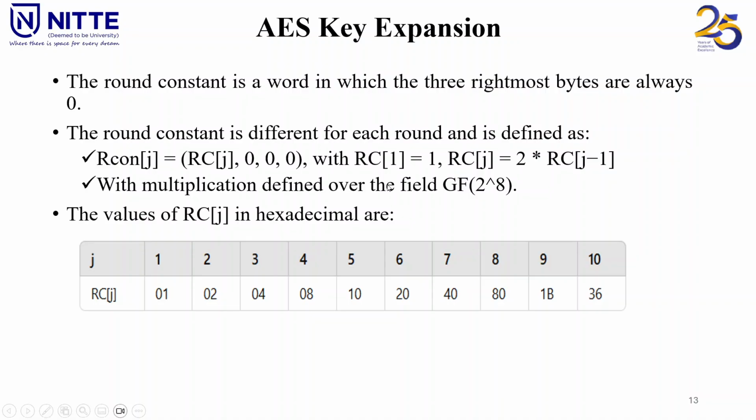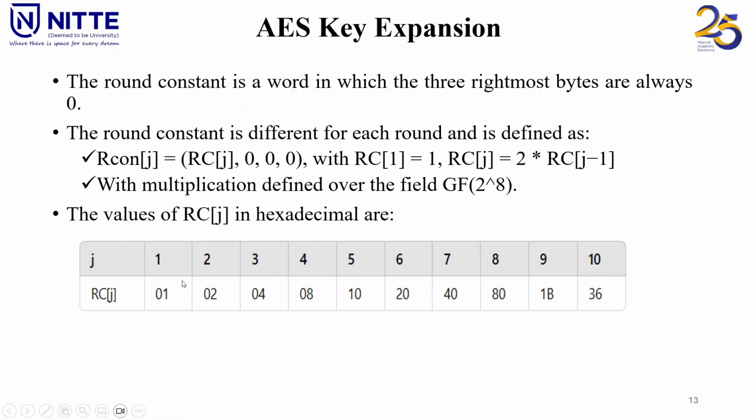So the round constant, how are we going to calculate it? The round constant is a word in which the 3 rightmost bytes are always 0. The round constant is different for each round, and it is defined as RC of j equals RC[j], 0, 0, 0. With RC of 1 equals 1, then RC of j equals 2 times RC of j minus 1. So with this equation, we will be able to generate the remaining 9 round constant values.